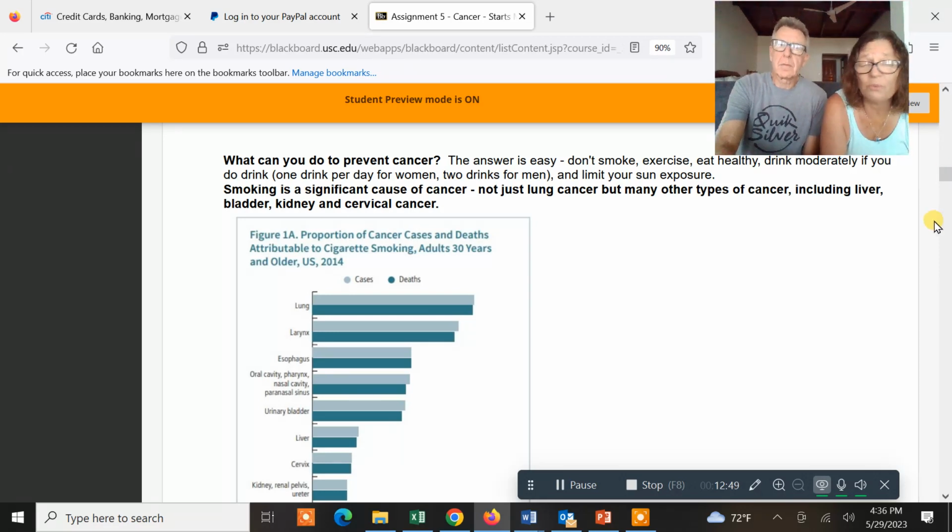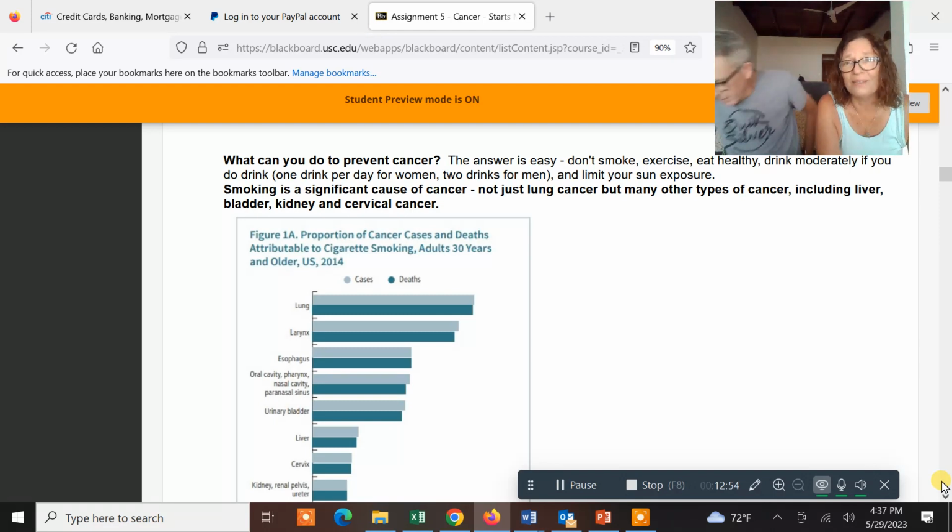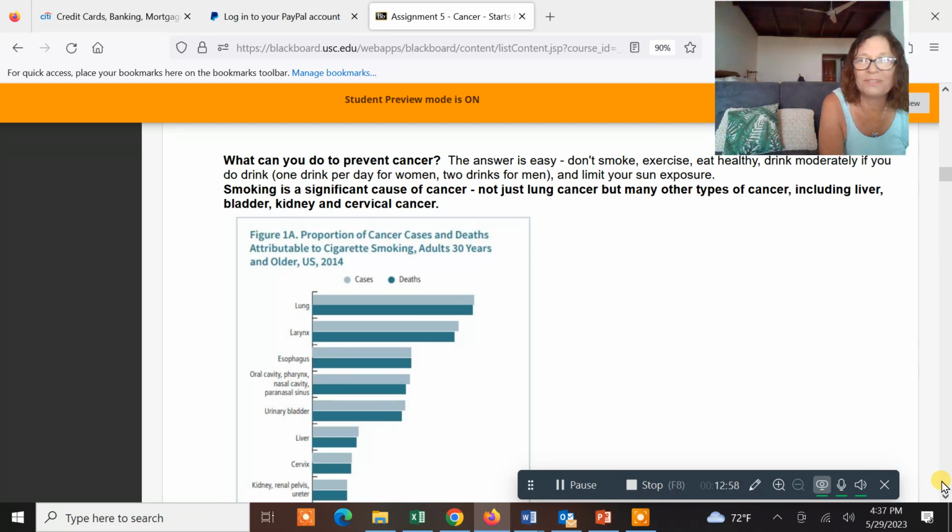Limit your sun exposure. We're down here in Costa Rica. There's a lot of sun. We're applying sunscreen every day. We're being religious about it. John's going to go get our hats. We got some really cool sun hats that protect us.